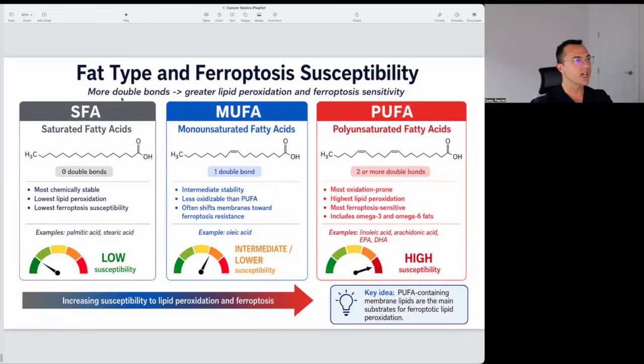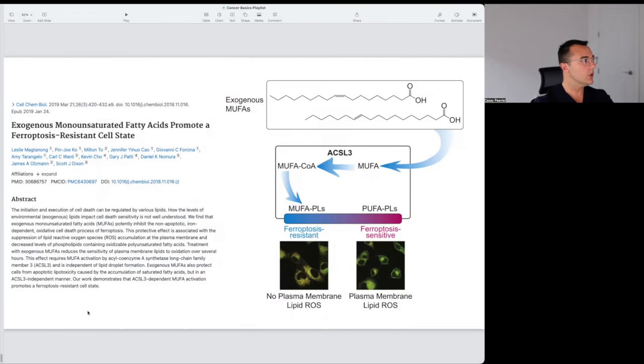And what it boils down to is that the more double bonds in these fatty acids, the more points of unsaturation, the more susceptible they are to oxidative stress, lipid peroxidation, and the setting up of ferroptosis. And the difference is actually quite striking when actually studied. So I'm going to use this paper that was published in March of 2019. It was titled Exogenous Monounsaturated Fatty Acids Promote a Ferroptosis Resistant Cell State.